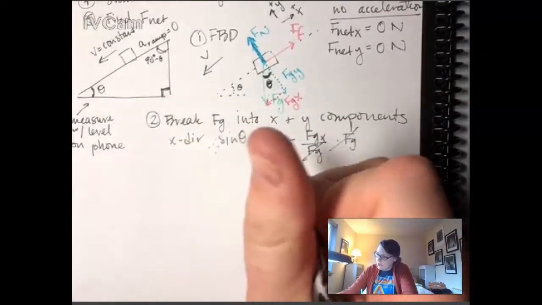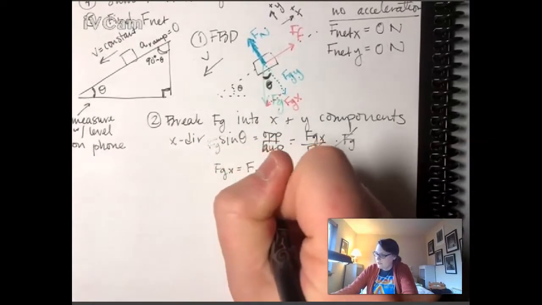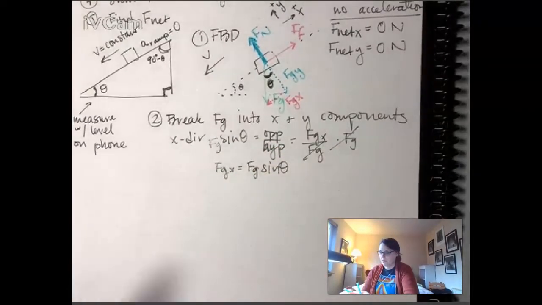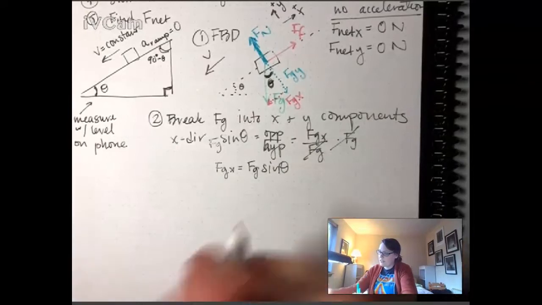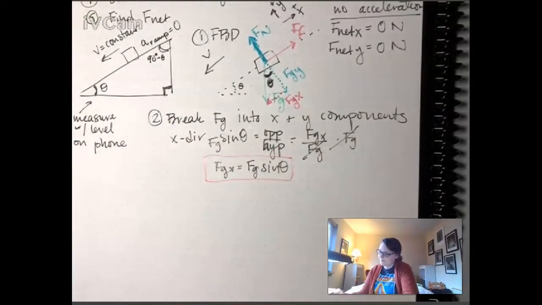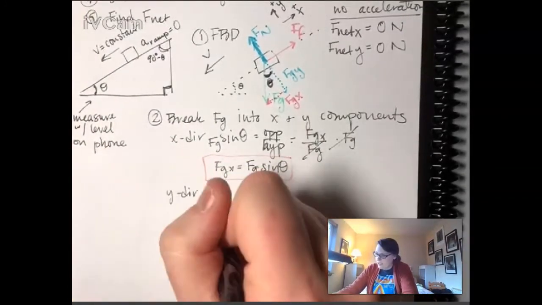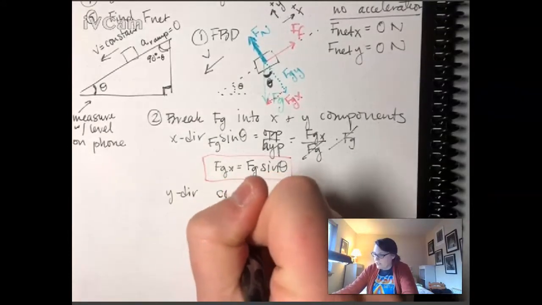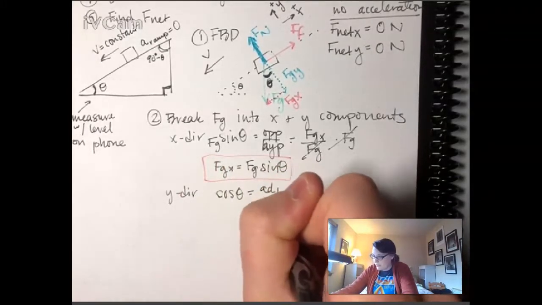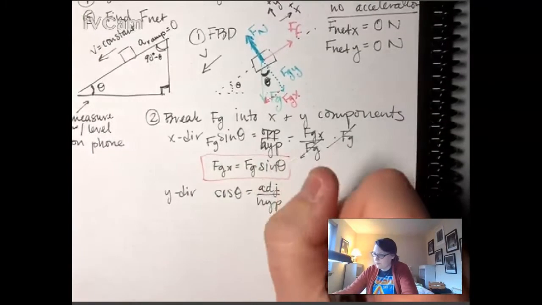Cancel that out. So I have that the force of gravity in the x direction is equal to my total force of gravity times the sine of theta. So that is the value of my x component. In the y direction, I'm going to end up with the opposite thing, right? That's the adjacent side on my triangle based on where my angle theta is. So that's my adjacent side if I have my hypotenuse.